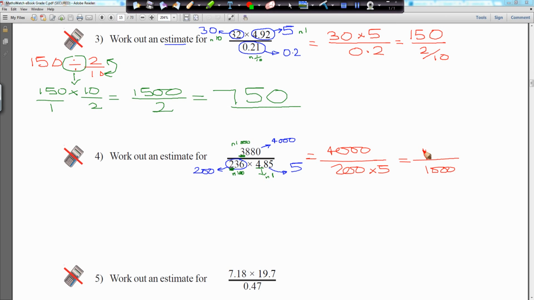And we've got on the top 4,000. So we've got 4,000 divided by 1,000. That's a lovely question. Nice and straightforward. So when you divide that by 10, we can simplify. And that gives us a nice, lovely 4 with no stress at all.